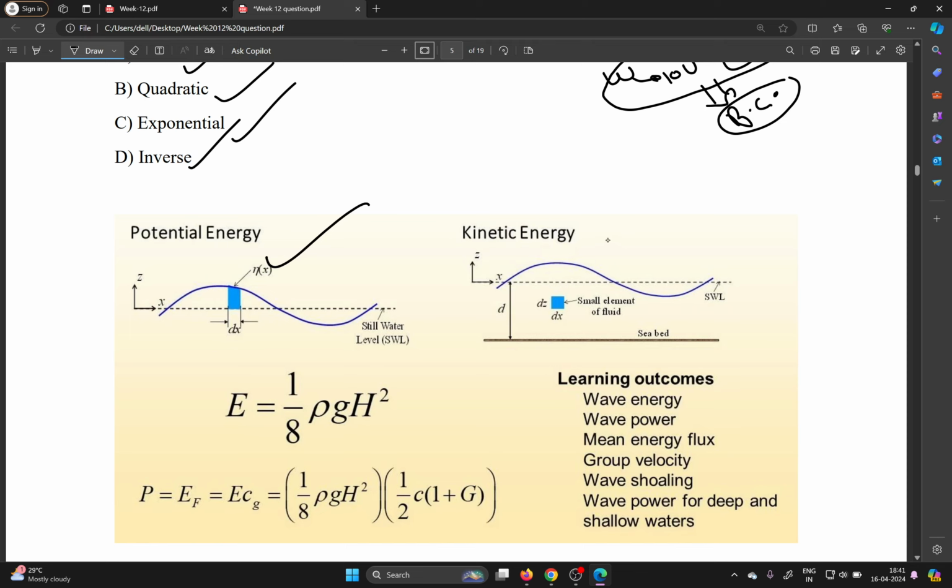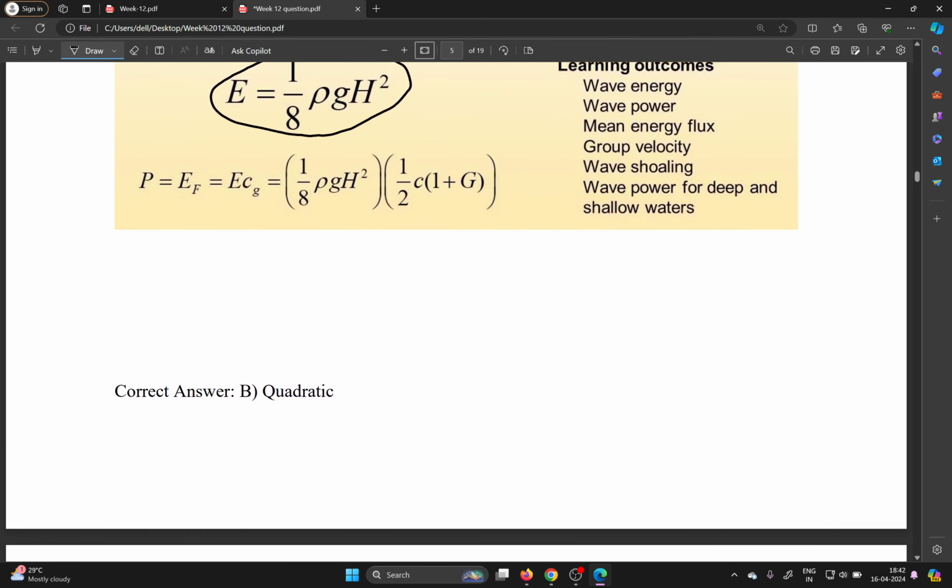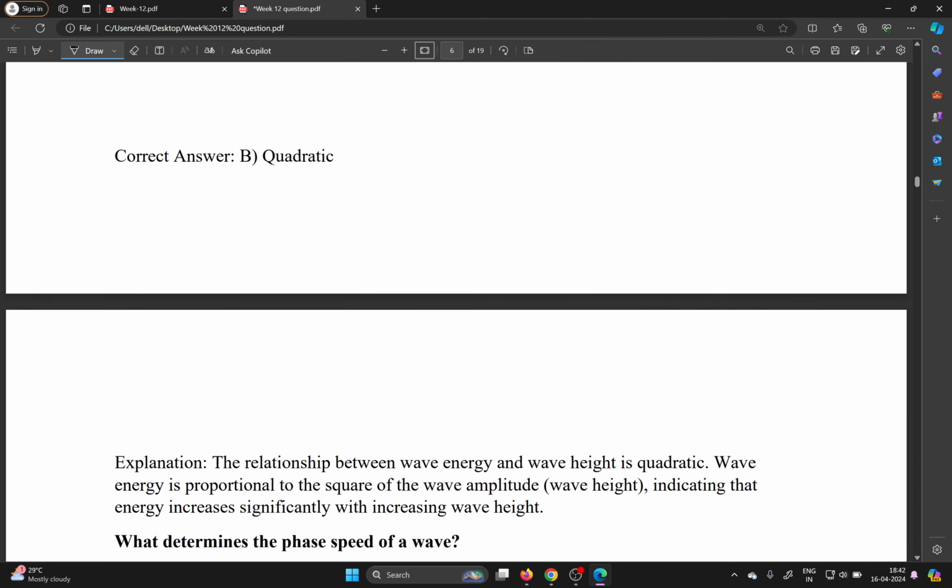This is the potential energy. The wave also has kinetic energy. The relation between your wave height and wave energy is quadratic, so option B is correct. Wave energy is proportional to the square of the wave amplitude, that is your wave height. Wave amplitude is nothing but your wave height, indicating that the energy increases significantly with an increase in the wave height.